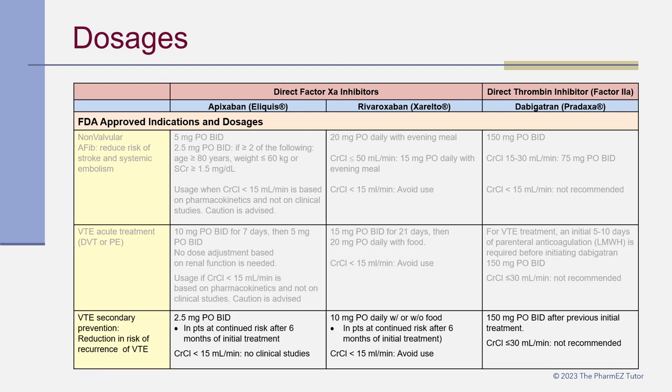For VTE secondary prevention, to reduce the risk of recurrence of VTE, the dose of apixaban is 2.5 mg BID. If the creatinine clearance is less than 15, there are no clinical studies. For rivaroxaban, the dose is 10 mg daily, with or without food. If the creatinine clearance is less than 15, avoid use.